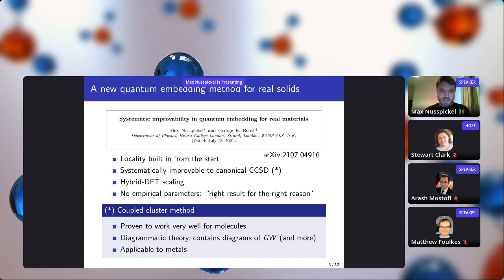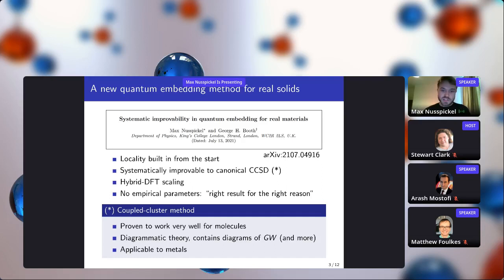So I already heard Matthew talk a bit about coupled cluster, but I just want to motivate a bit more why we think this would be a nice method to use for solids. First, it's proven to work very well for molecules. Quantum chemists use it all the time. It's a diagrammatic theory, and it contains many diagrams of something like GW, which would be considered a very good theory for solids usually, and then some more.